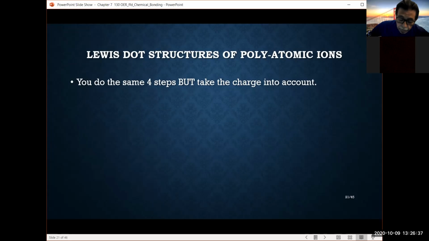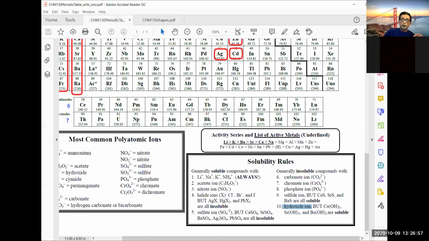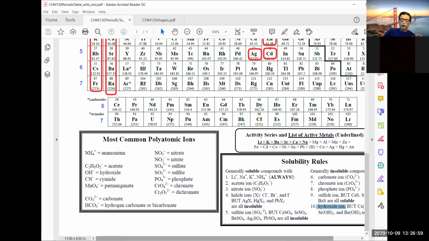Now, so far we've done neutral molecules, but we can do the same thing with polyatomic ions. You might say, okay, what polyatomic ions? Well, these are the ones from the periodic table on the left-hand corner, where we have the polyatomic ions: ammonium, acetate, hydroxide, cyanide, etc. Okay, we can draw Lewis dot structures for these polyatomic ions.